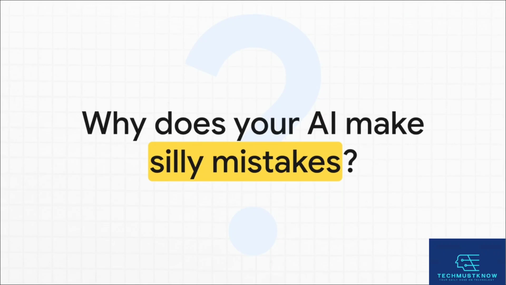Okay, let's start with something I know you've run into. You give an AI a task that seems really, really simple. Some basic math or a little logic puzzle, and the answer it spits back is just, well, it's wrong. It's one of those silly mistakes, and it is so frustrating, right? It makes you think, can I even trust this thing?